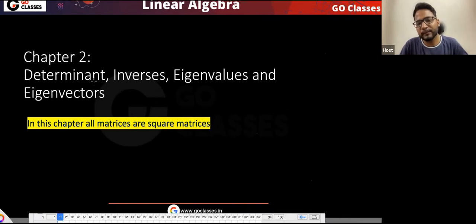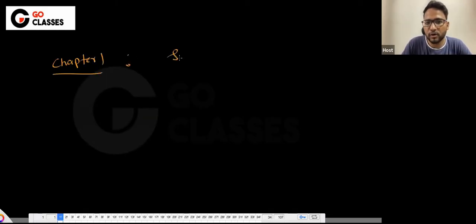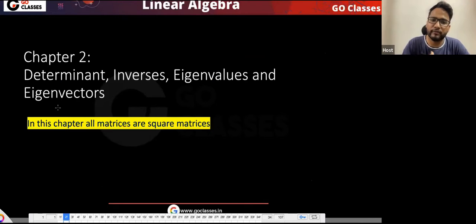Now this is completely a new chapter. The first chapter that we have already studied was the system of linear equations. Okay, so which is Ax equal to b. Solving, let me write it this way. Maybe this was chapter 1 where we have studied solving Ax equal to b. Now we are going to start a new chapter, which is determinant and eigenvalues, eigenvectors.